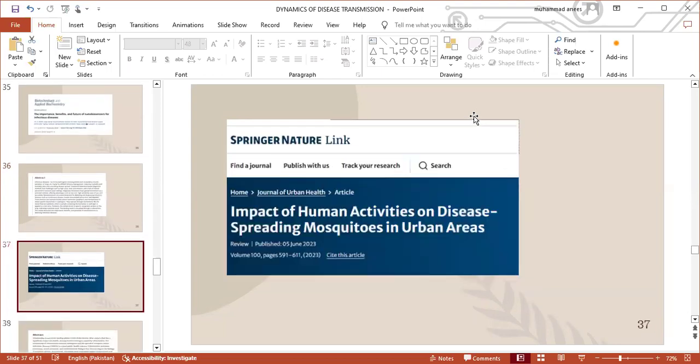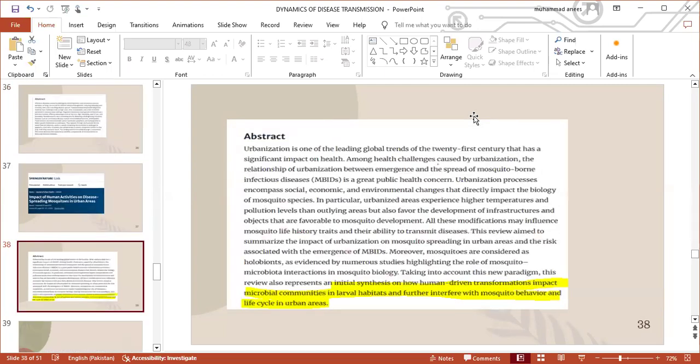The other one is the impact of human activities on disease-spreading mosquitoes in urban areas, which shows urbanization, one of the leading global trends of the 21st century, has a significant impact on health. Among health challenges caused by urbanization, the relationship between urbanization and the emergence and spread of mosquito-borne infections is of great public health concern.